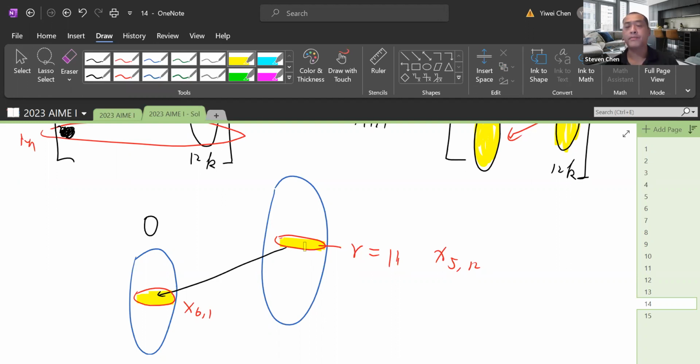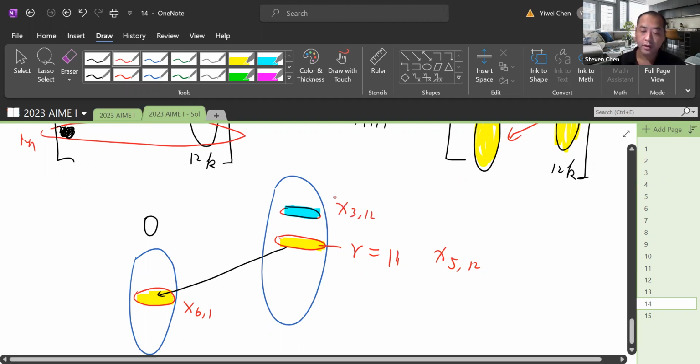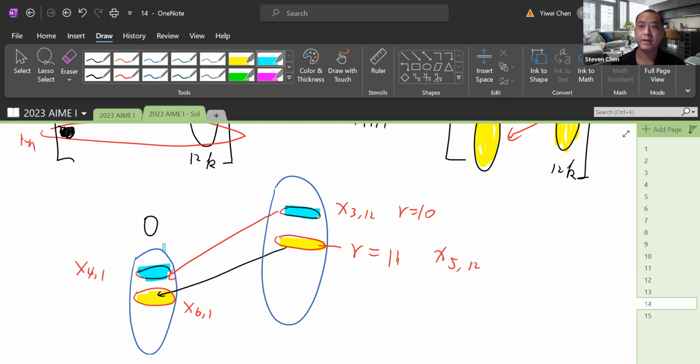And then let's do backward. For the rightmost column, let's next look at another number that has remainder 10 divided by 12. Say this number is here. Okay? Suppose its position is x3,12. So its r is equal to 10. After the movement, it goes here. The position is x4,1, right? So why should its value again be the same?